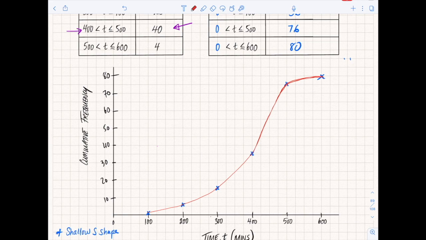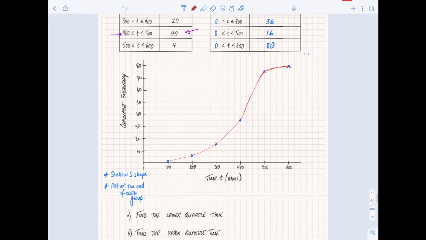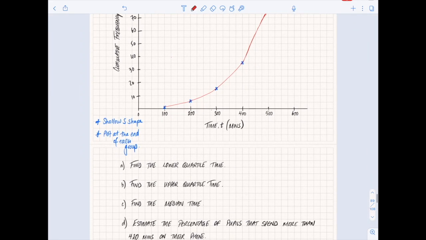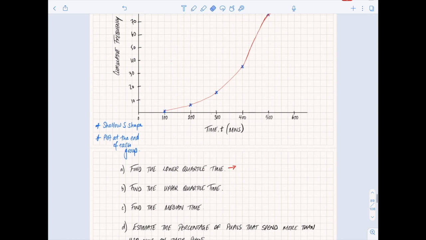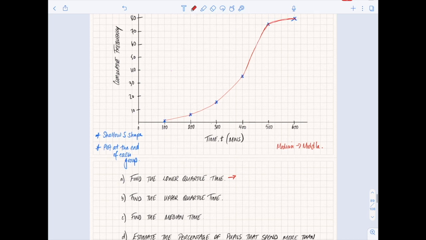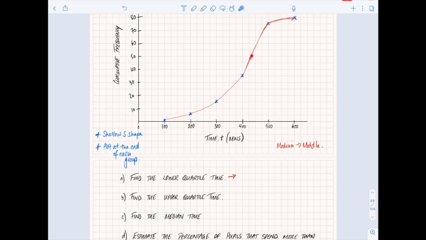Okay, now from here you could be asked some questions. So let's just zoom out a bit so you can see the questions. It says find the lower quartile. Now we need to understand what lower quartile, upper quartile and median are. Hopefully you know that the median would be your middle. Everything we do here is going to be an estimate because this graph is not going to be perfect and your line is going to be slightly different to my line.